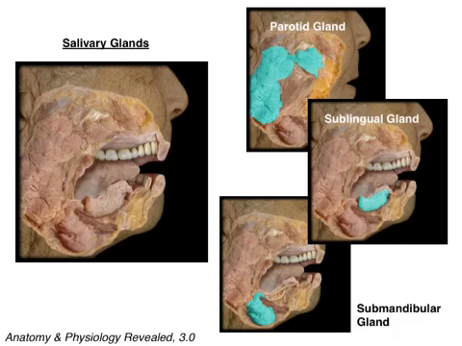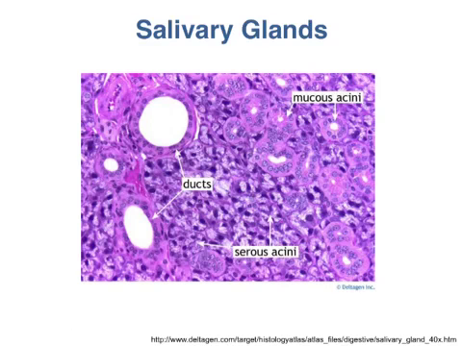This is a cadaver view of the salivary glands. Again, you've had the skin shaved away to show them. You have the parotid gland highlighted over here, so that's this tissue. You have the sublingual gland there, and the submandibular gland. Histologically, this is what the salivary glands look like.